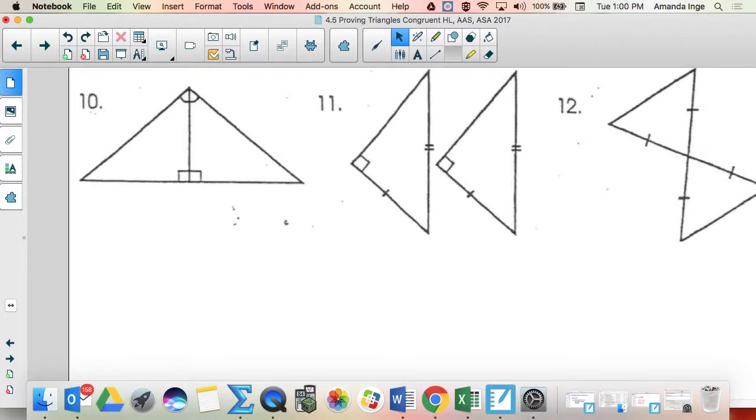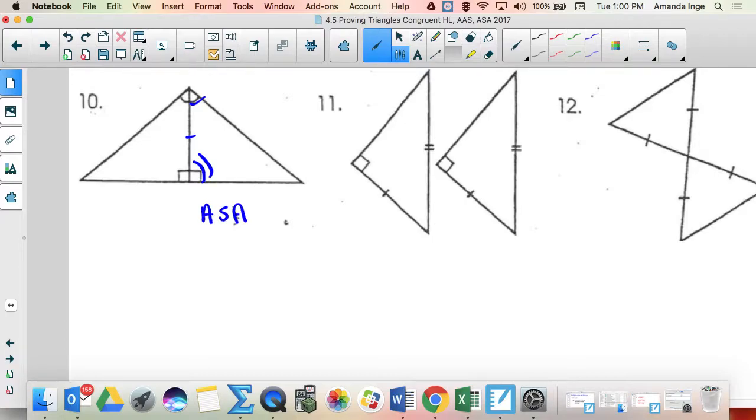All right, so I'll give you all a minute on these. So on number 10, do you have a hypotenuse? No. You do not have a hypotenuse, so you can't use hypotenuse leg, but you do have an angle, a side, and an angle. So an angle, a side, and an angle.